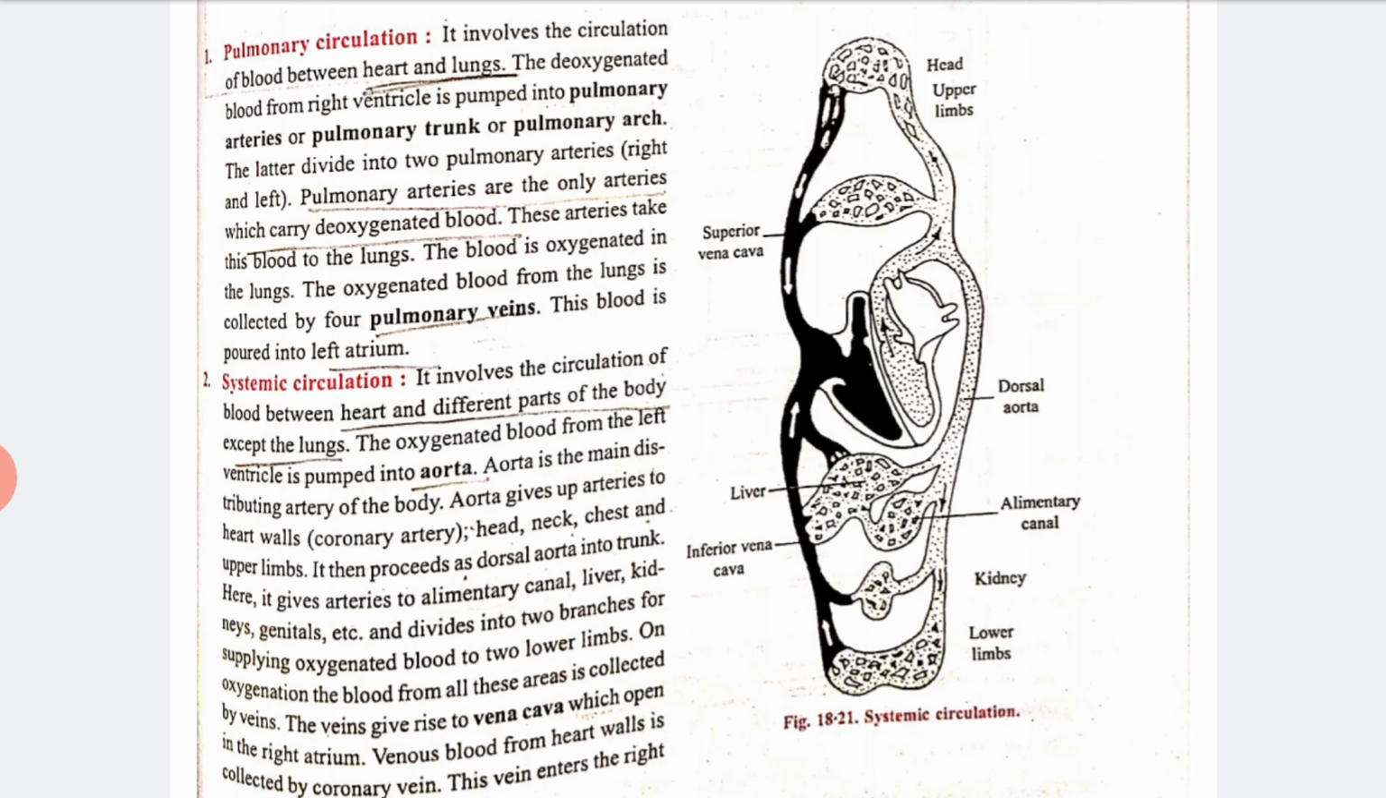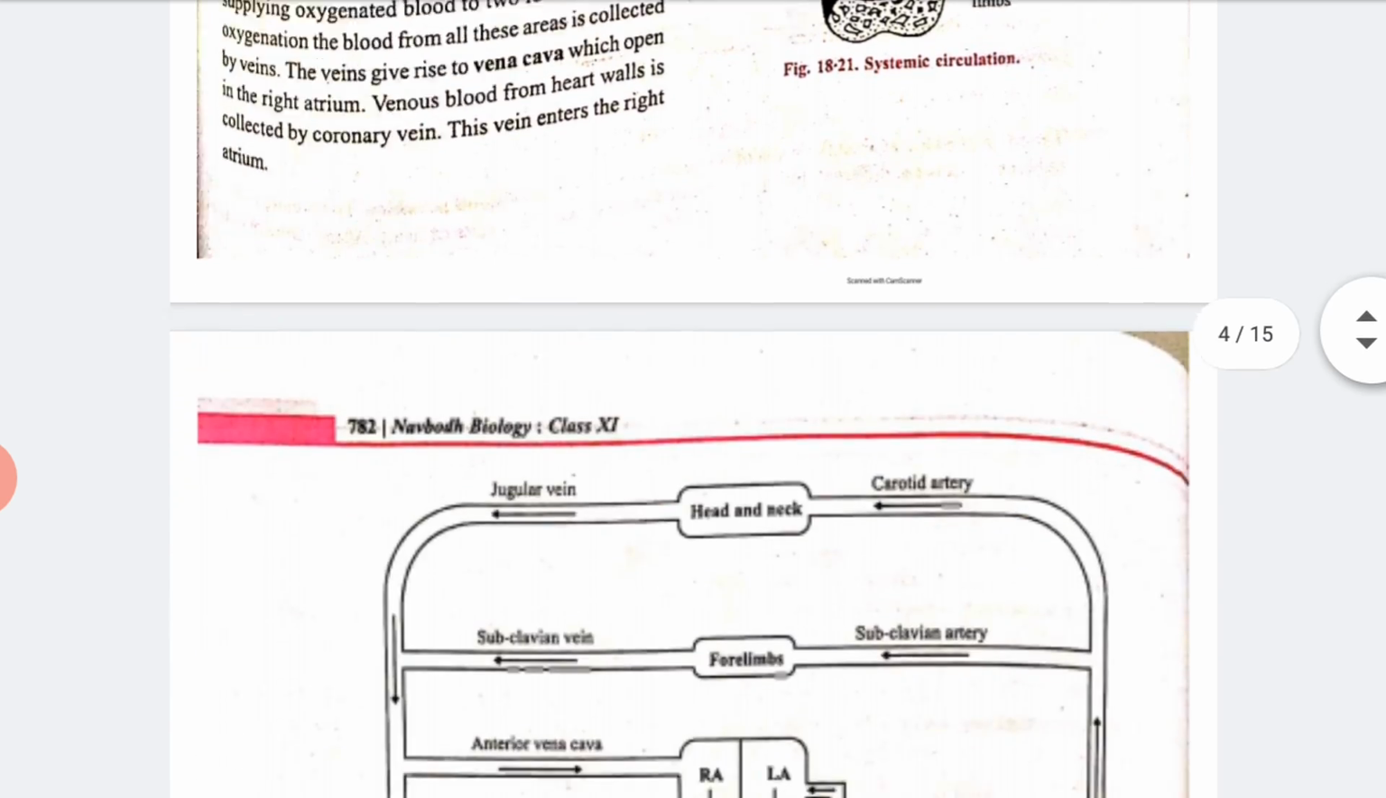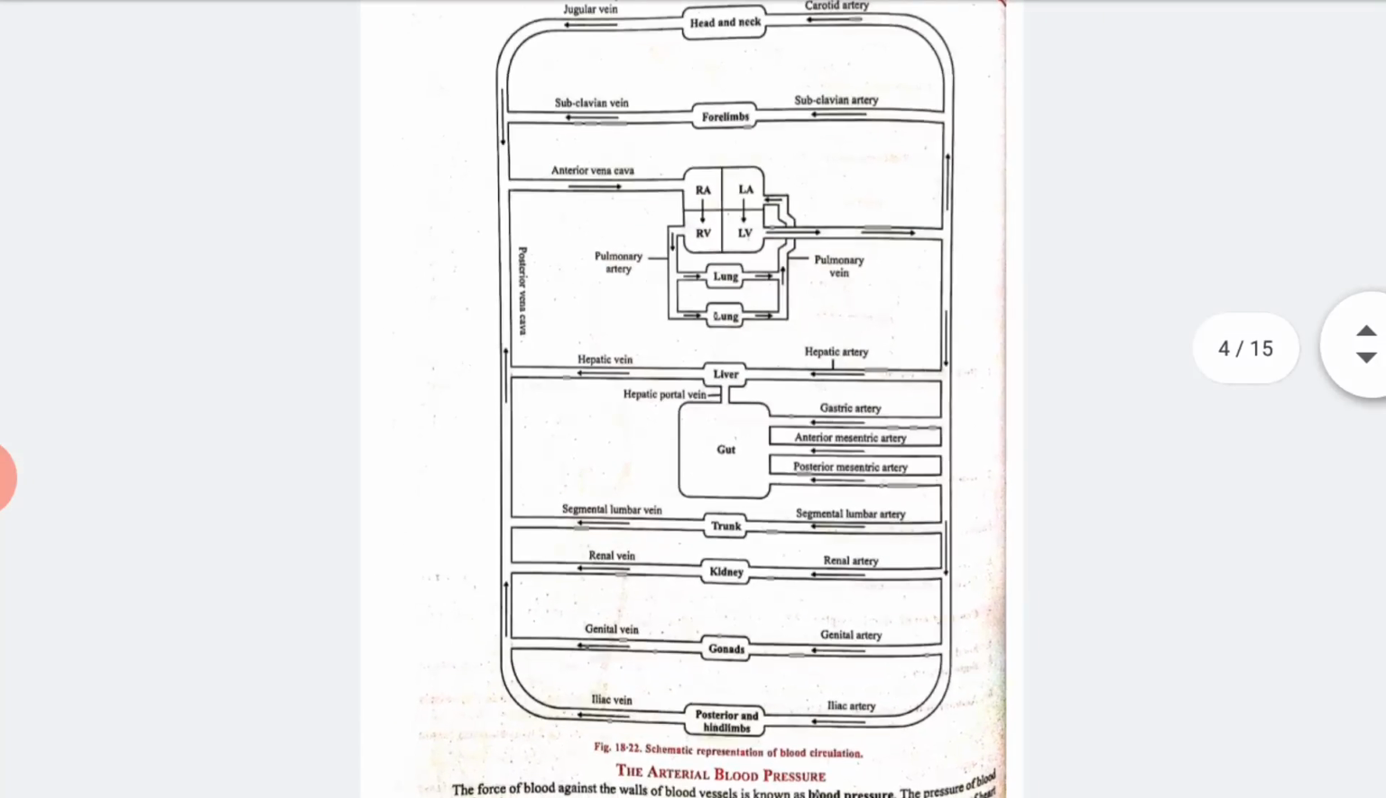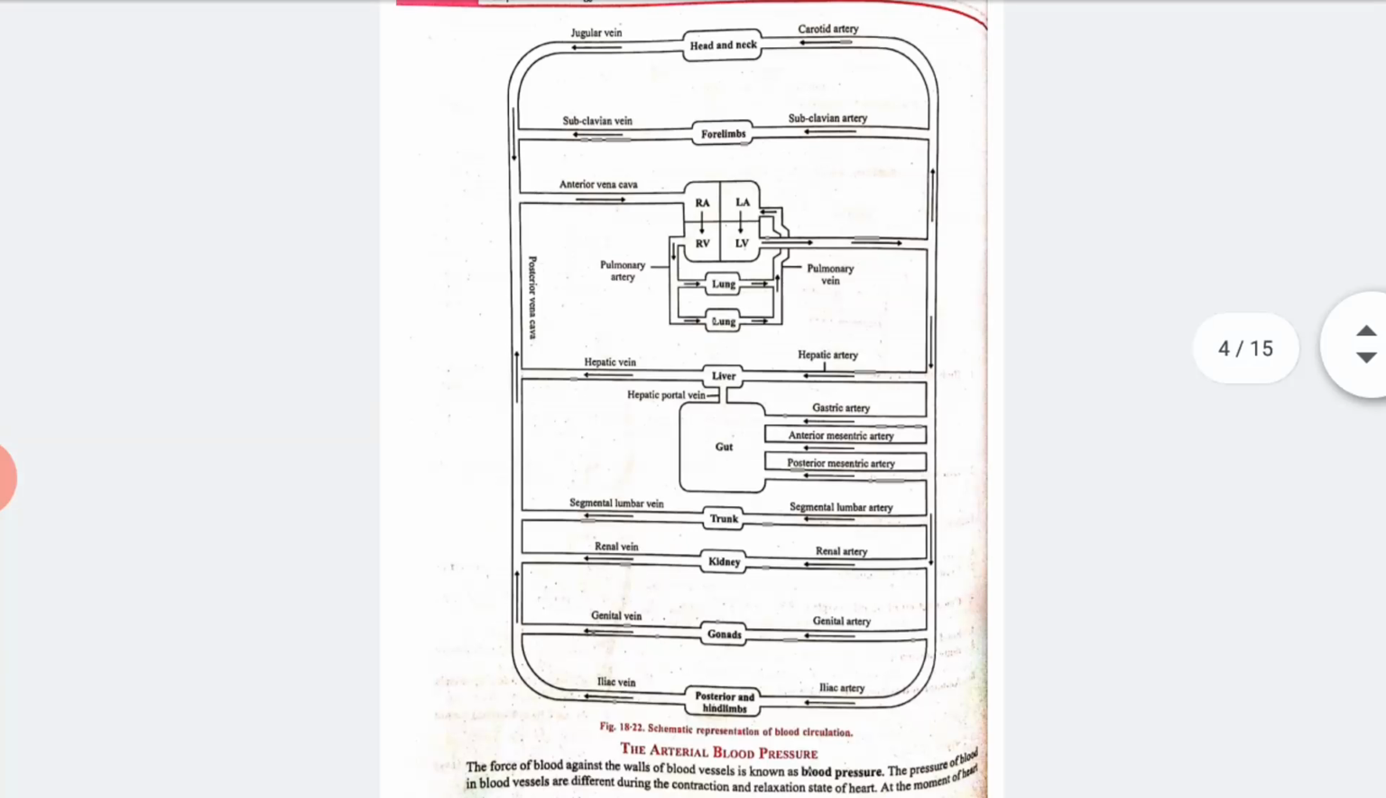Now venous blood from the heart wall is collected by the coronary vein, and this vein enters the right atrium. Clear? Now I will show you one structure again. One very good figure is given in your book. See, dear students, this is the figure of systemic representation of blood circulation. By this figure you can easily understand what I am saying. So this is all about how the blood gets transferred.